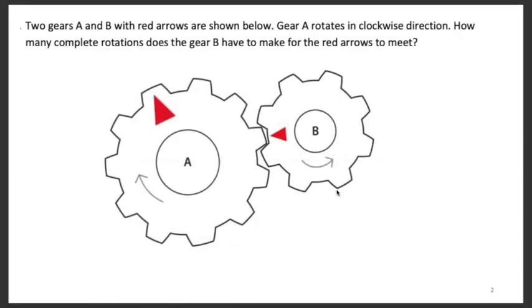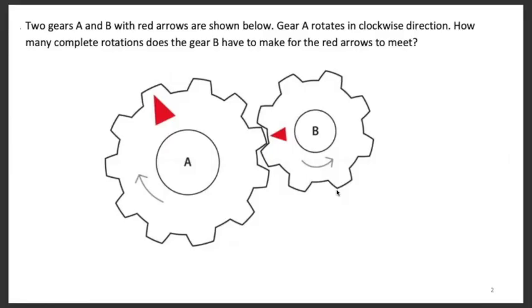This is the first question. Two gears, A and B, are shown here. Gear A rotates in clockwise direction. You can see gear B is rotating in anti-clockwise direction. How many complete rotations does gear B have to make for the two red arrows to meet each other is what you have to identify.